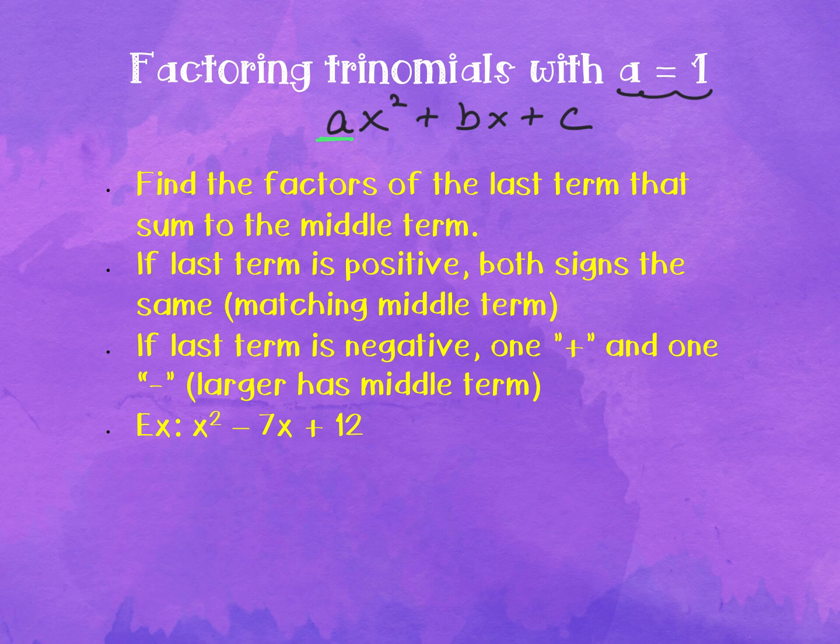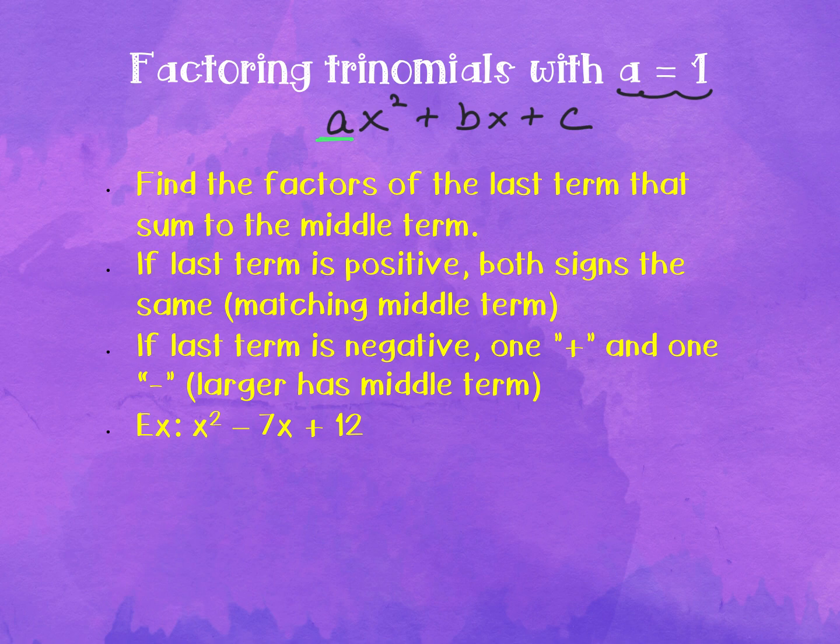So all we need to do when we're factoring these easy trinomials is find the factors of the last term that sum to the middle. If your last term is positive, in order to multiply to get a positive number, both signs need to be the same. And the signs that they're both going to have will be the sign of the middle term. So those signs need to match the middle. If the last term is a negative number, then that tells me that one of the factors will be positive and one of the factors will be negative. The larger of the two factors will have the sign of the middle term.